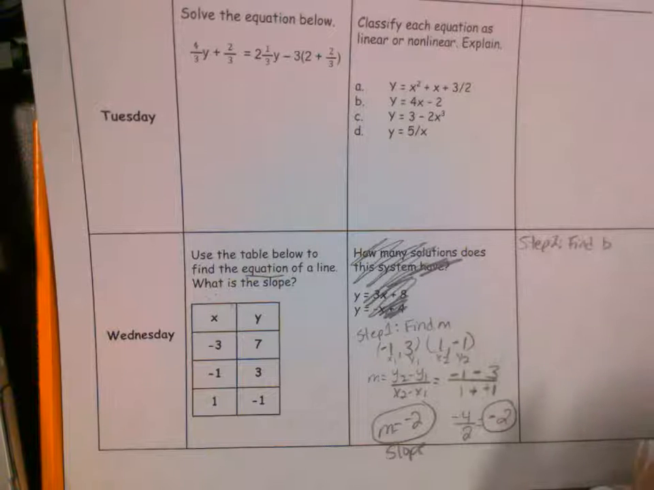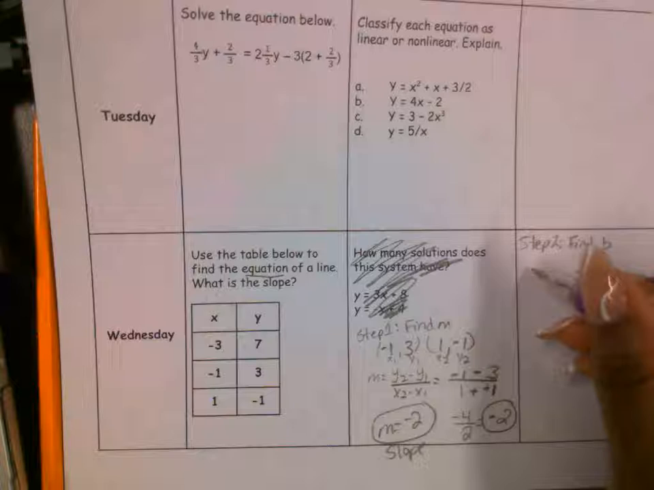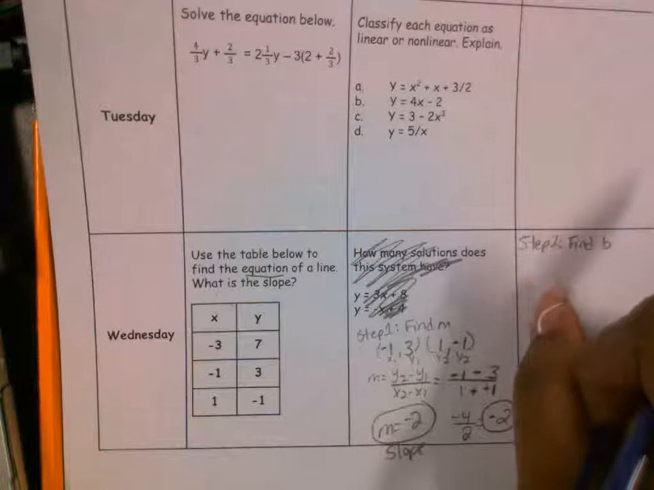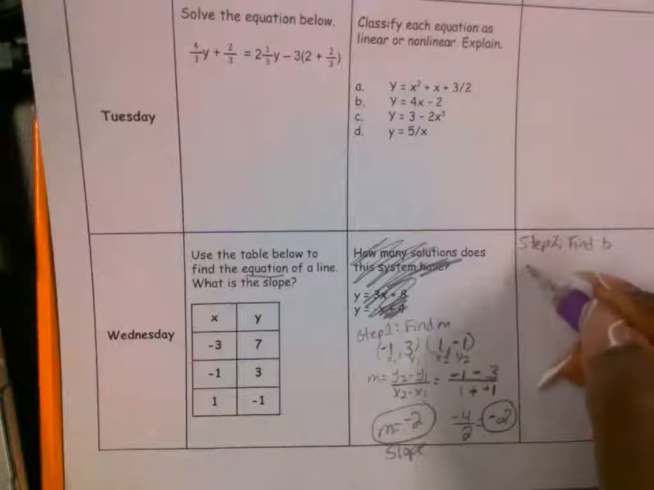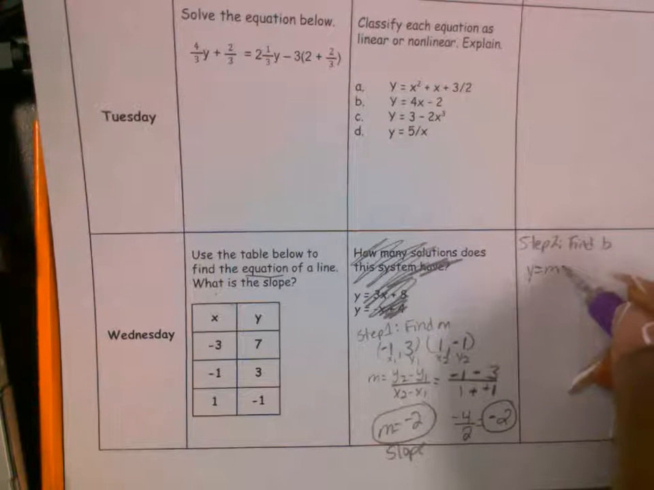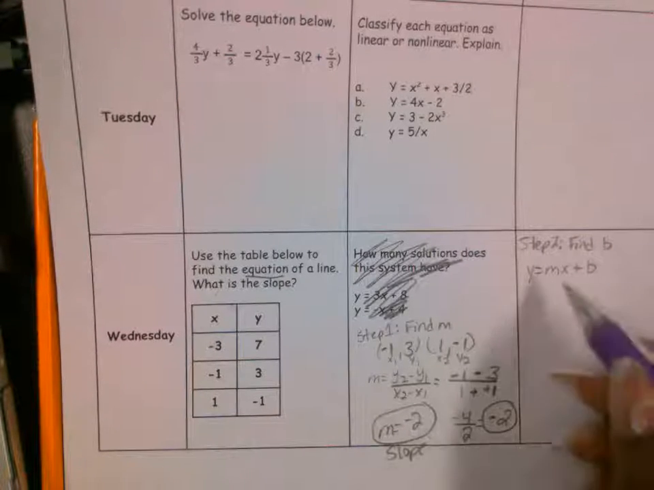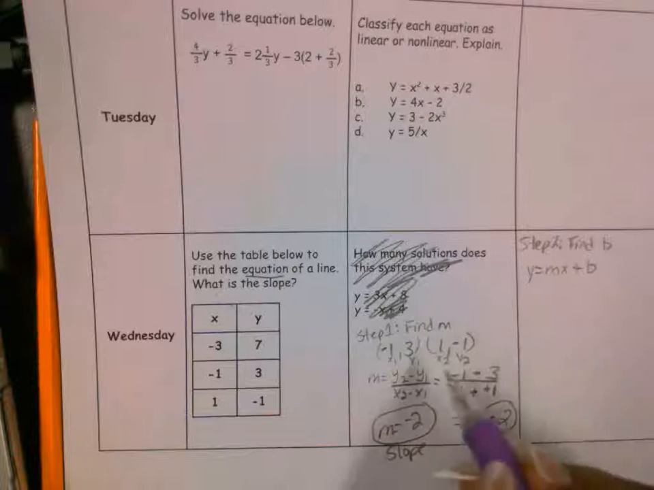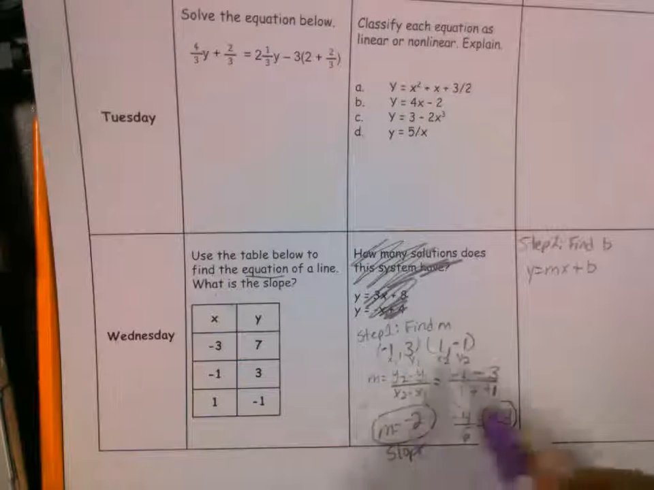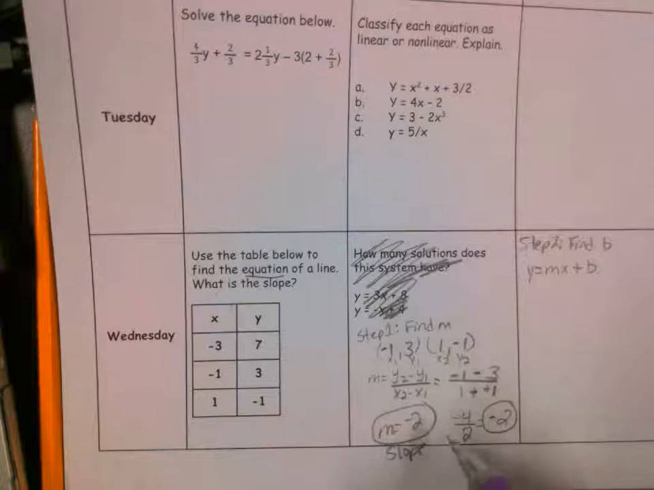Okay, that's the y-intercept. So to find b, you have to use the slope-intercept form. Does anybody remember what the slope-intercept form is? Yes. Very good. y equals mx plus b. Very good. So now you're going to take the slope, -2, and plug it in for m, and pick one of the points. Which point do you feel like is going to be the easiest point to use?